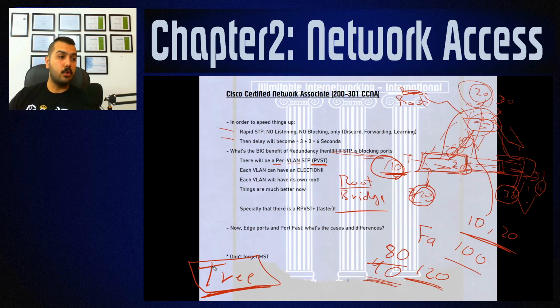This is the huge thing about PVST: each VLAN can have an election of its own, each VLAN will have its own root. Things are much better now. But if in the future a cable or an interface goes down, then we will go back to the same concept of the classic common spanning tree, and congestion, bandwidth or link problems will occur. But as long as all my interfaces are connected and up, then things are awesome. I will make use of all of them.